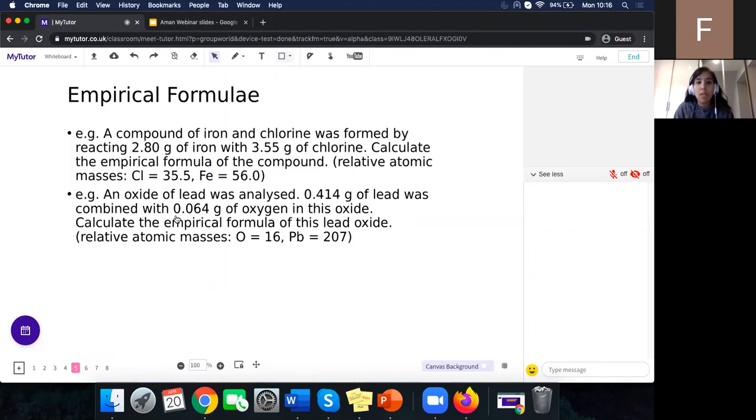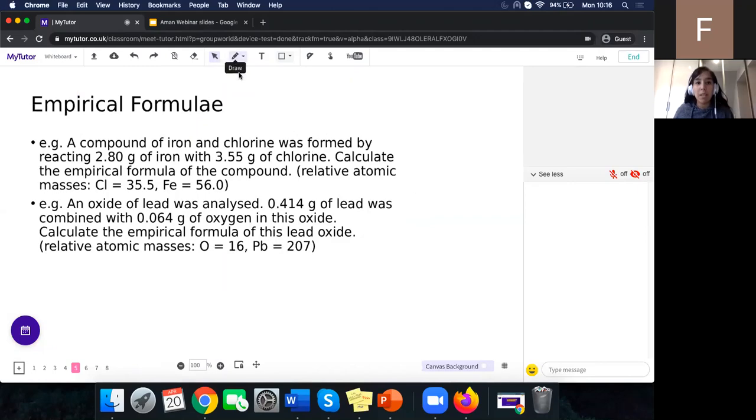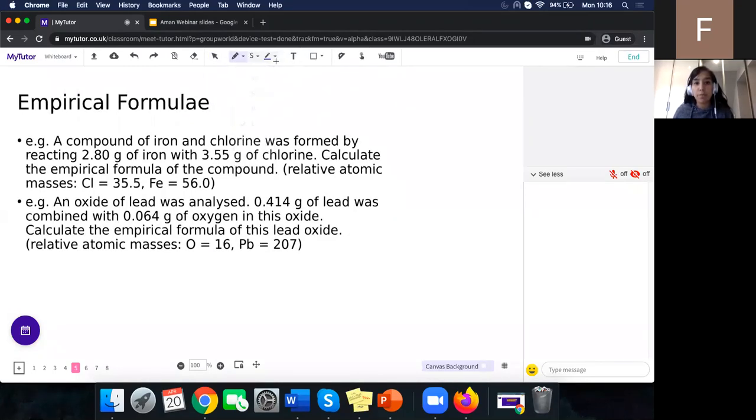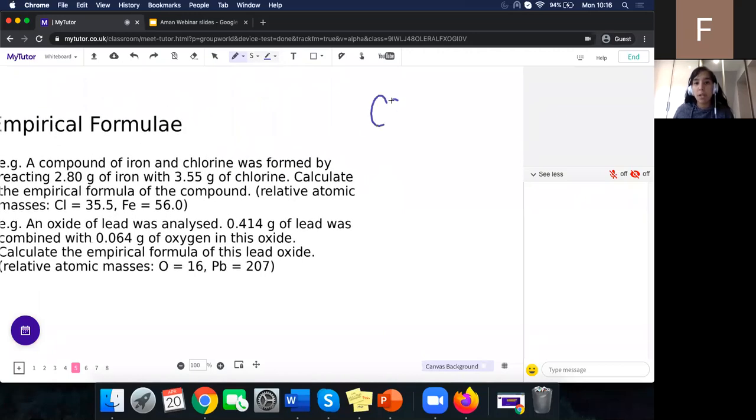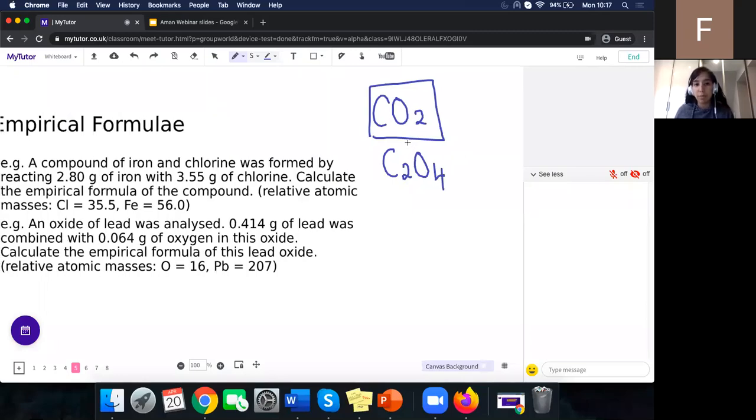So before we go into how to do this, we need to know what the empirical formula is. An empirical formula is the simplest ratio of elements in a compound. So for example, we know that carbon dioxide is CO2. And that is the simplest ratio that we can form. We could say it's C2O4. It would be exactly the same, but that's not the simplest ratio. The simplest ratio is CO2. And the empirical formula is simply the simplest ratio of elements in a compound.